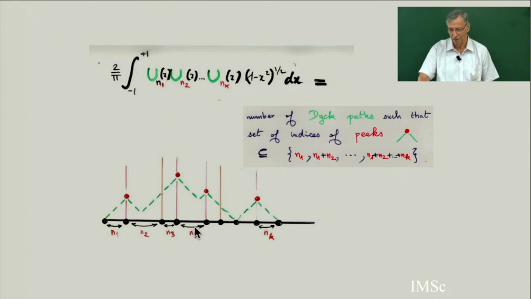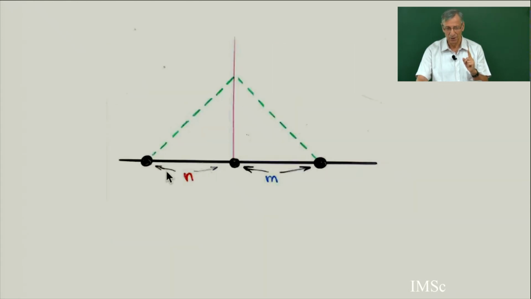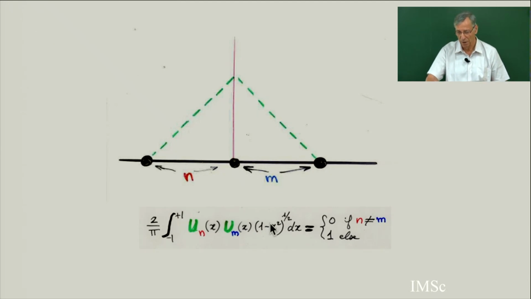In the case of only two polynomials, n1 and n2, you must have a Dyck path having only one peak located on the vertical line n1. So if n1 and n2 are different, it's impossible to have a Dyck path. The only possibility is n equal m, and so this is a proof of the orthogonality.